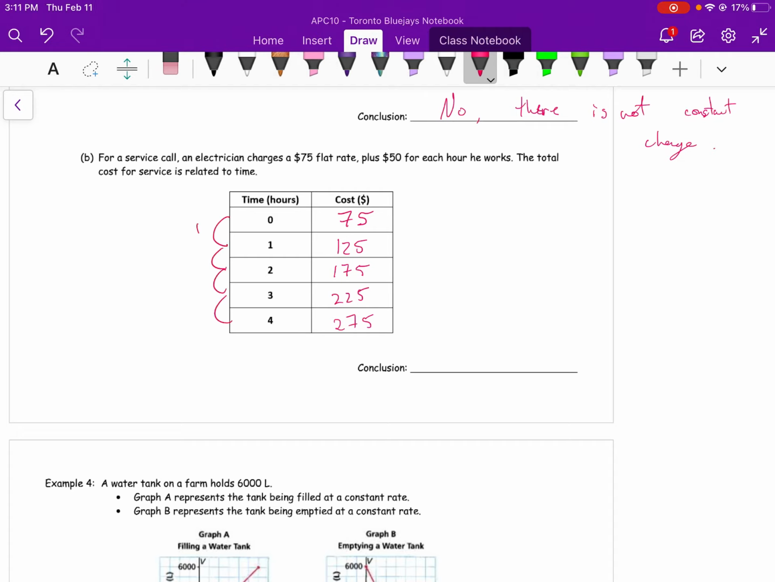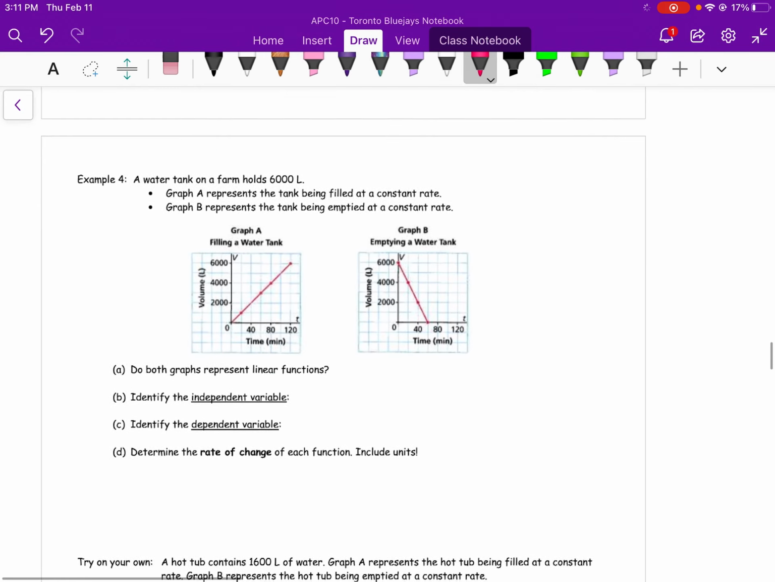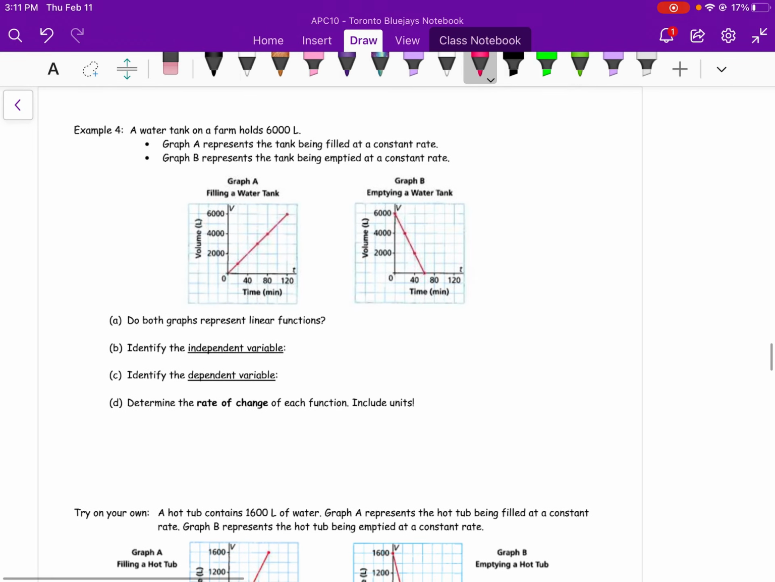As time increases by 1 hour each, from 0 to 1, 1 to 2, 2 to 3, 3 to 4, the amount of the cost goes up by $50. So since the rate of change is constant, this is a linear function. Example number 4.